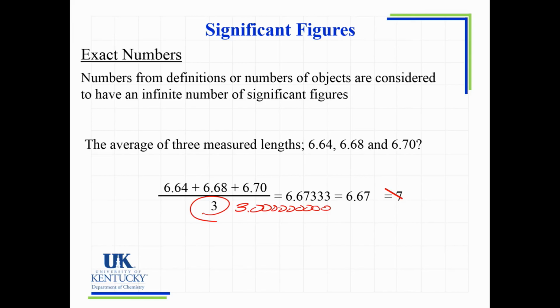So if you're given a number that is based upon a definition, there's 12 eggs in a dozen, or it's a counting number, like I want to count how many eyes you have, 2, that's exact, then those exact numbers have an infinite number of significant figures.